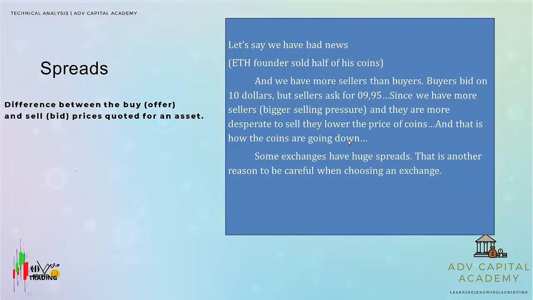But let's say that we have bad news. The Ethereum founder sold half of his coins or something similar. And we have more sellers than buyers. Buyers bid $10, but sellers ask $9.95. Since we have more sellers, bigger selling pressure, and they are more desperate to sell, they lower the price of coins, and that is how the coins go down.